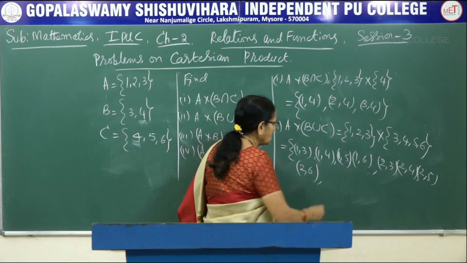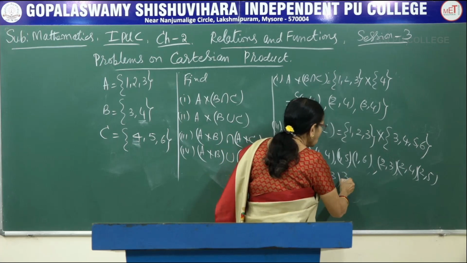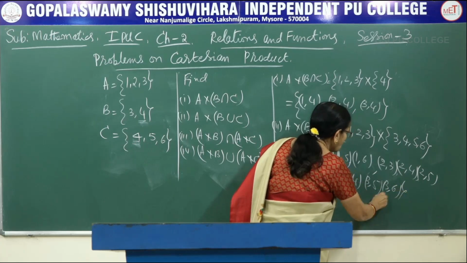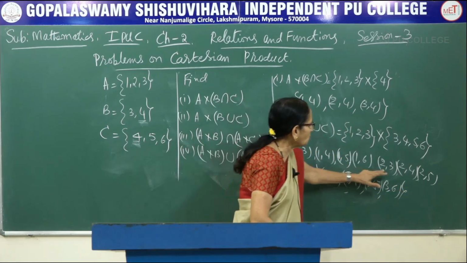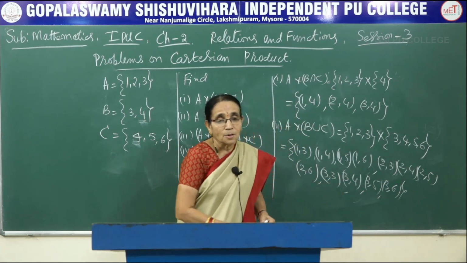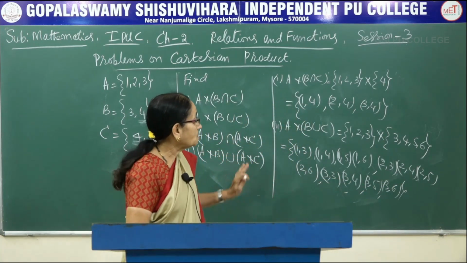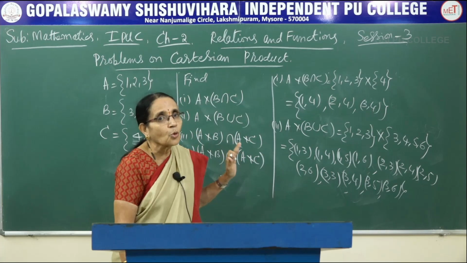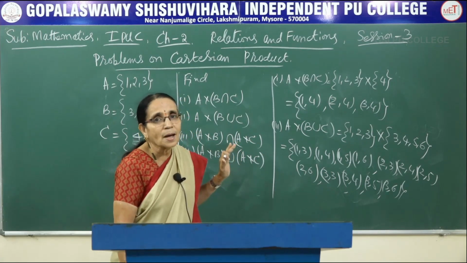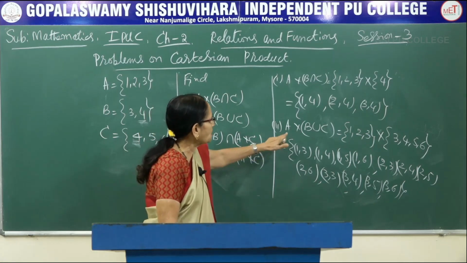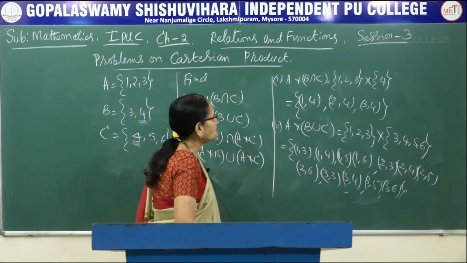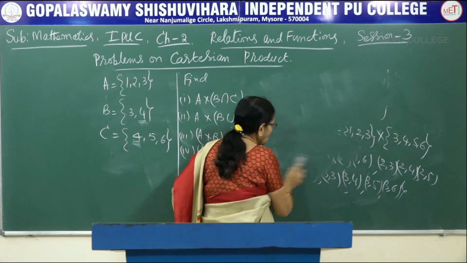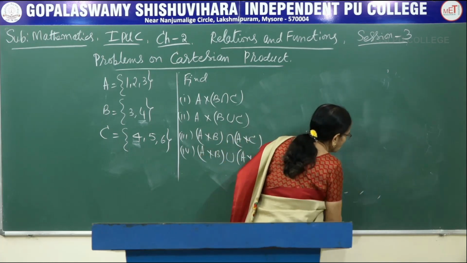Correct? Next is 3. That is (3,3), (3,4), (3,5) and (3,6). So altogether how many? 1, 2, 3, 4, 5, 6, 7, 8, 9, 10, 11, 12. So how many elements are present here? There are 12 elements because A contains 3 and B union C contains 4 elements. Totally there are 12 elements in the Cartesian product. It is A cross B union C. So this is the procedure we adopt. When there are two operations here, naturally 2 marks would be allotted for this one.